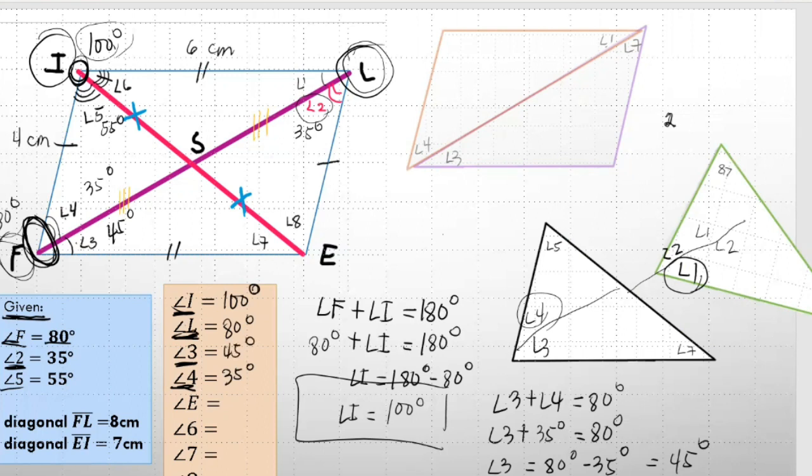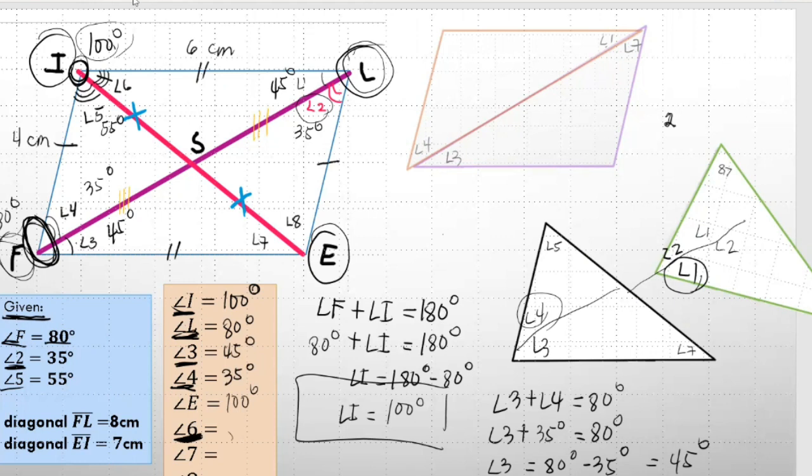Okay? 45 degrees. Okay? So, now next is yung angle E natin. Sabi natin, it is opposite side of angle I. So, therefore, angle E is equal to 100 degrees. Okay? So, next is angle 6, 7, and 8 naman yung hahanapin natin. So, angle 6, how can we solve angle 6? Okay? So, what are we going to do?